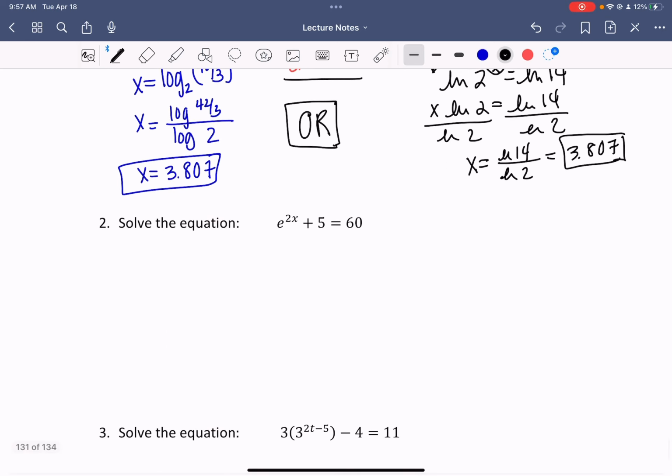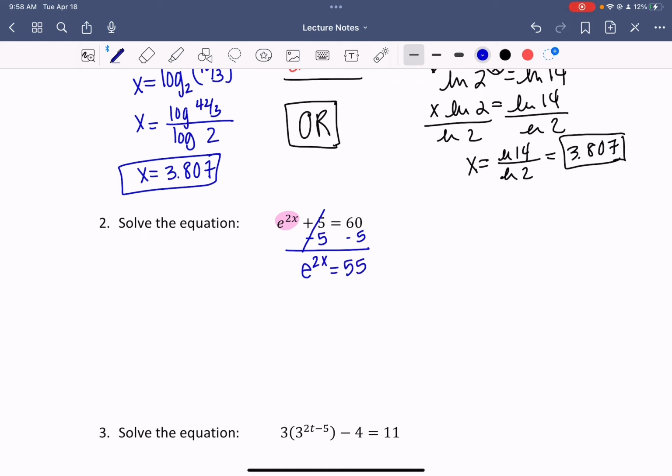It says solve the equation: e to the 2x plus 5 is equal to 60. And so what I want to do is first get the exponential by itself. So first I'm going to get this piece by itself. I'll do that by subtracting 5 from both sides. That gives me e to the 2x equal to 55.